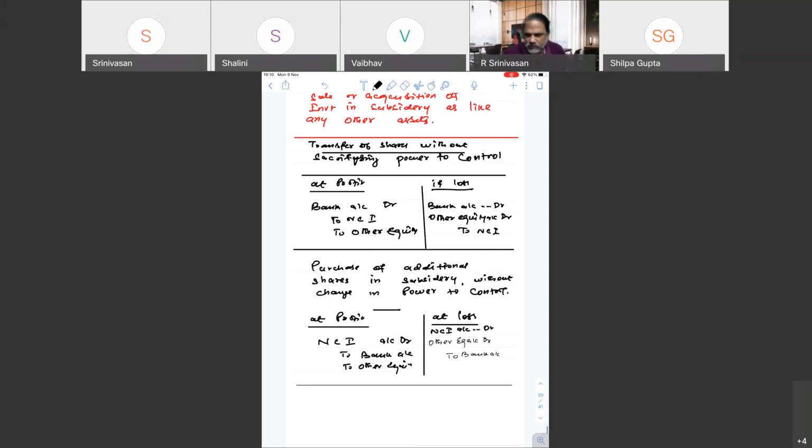Okay, so this is what we have to do. Profit or loss on purchase or profit or loss on sale should be adjusted with the profit and loss account, that is, to equity. This is what they have shared here.